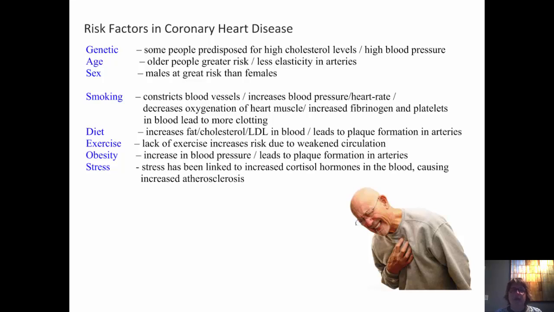A diet high in fat increases cholesterol in the blood. This is going to lead to plaque formation in the arteries, and that could lead to coronary heart disease. A lack of exercise is going to lead to an increased risk because you're going to have a weakened circulation pattern. Obesity, just like diet and exercise, is going to increase your blood pressure, and this could also lead to plaque formation in the arteries. And then stress. Stress has been linked to increased cortisol hormones in the blood, and those increased cortisol hormones can actually cause atherosclerosis as well.